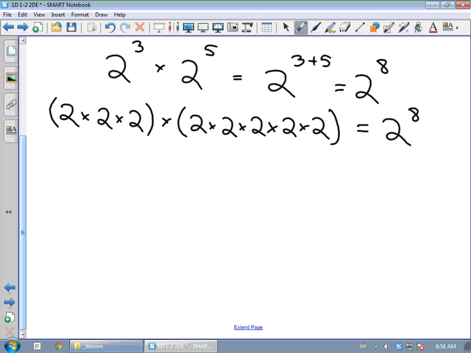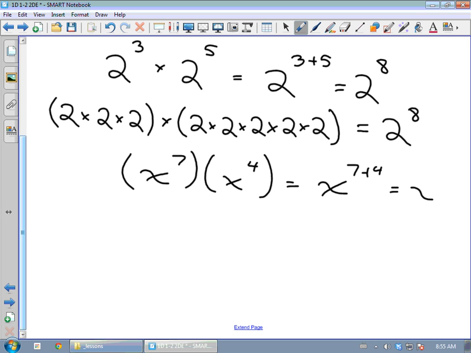And it works equally well if we have a variable as our base. We see something like this, x to the power of 7 times x to the power of 4. First, we check to see if the base is the same. If the base is the same, we are going to keep the base, and then we're going to add our two exponents. 7 plus 4 is 11. So we get x to the power of 11.